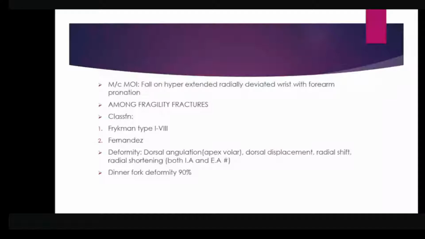Now, classification. You need not go into the detail of classification of any fracture. Remember that in classification, there are mainly two types. One is classification by name. Suppose for distal radius fracture, there are two well-known classifications, Frykman or Fernandez classification. Another is the AO group of classification.